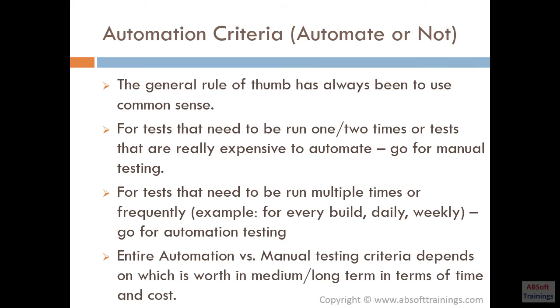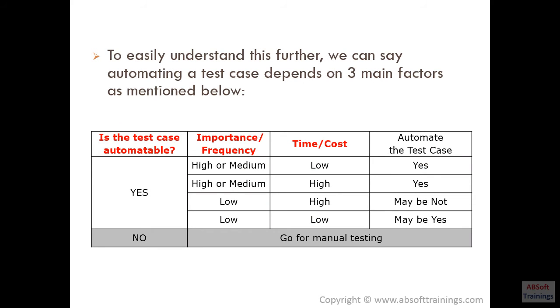The entire automation versus manual testing criteria depends upon which one is worth it in terms of medium and long term, in terms of time and cost. To easily understand this further, we can say automating a test case depends upon 3 main factors as mentioned below. First, is the test case automatable? Second, importance or frequency. Third, time and cost.